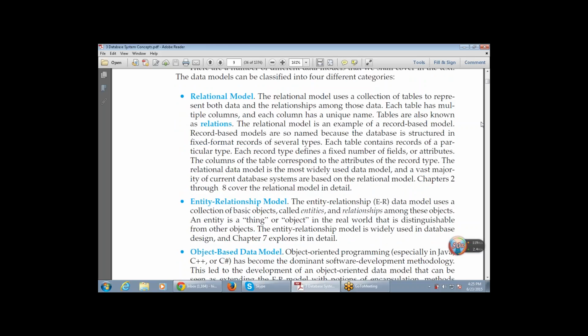Then next is the entity relationship model, that is how the entity relationship model will be used.